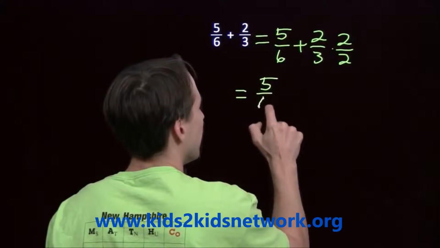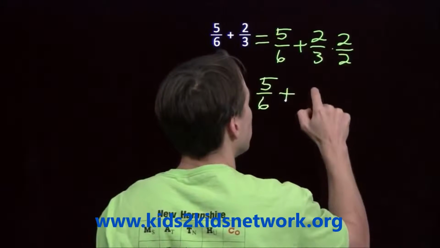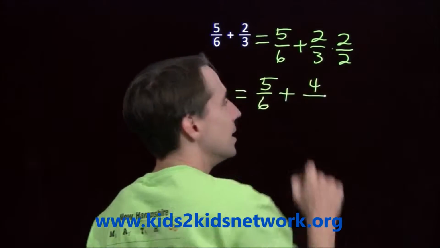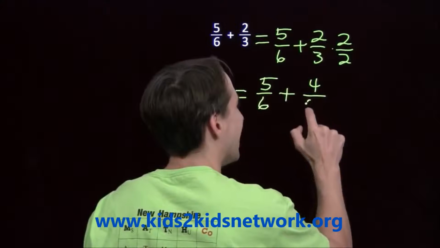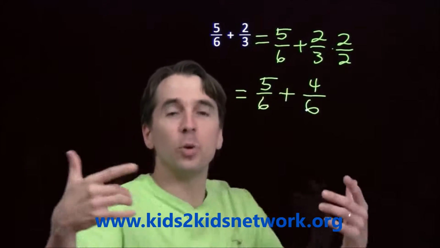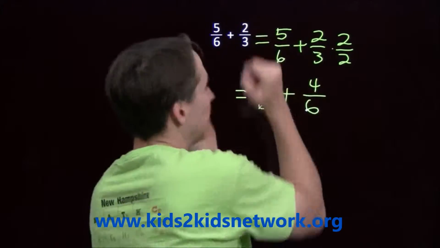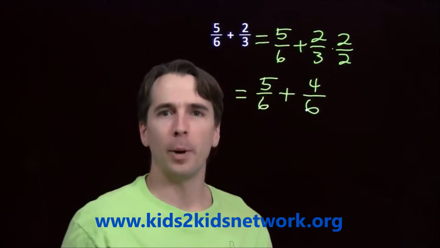I still have my 5/6. And when I multiply 2/3 by 2 over 2, well, my numerator's 2 times 2 is 4. Denominator's 3 times 2. As planned, that's 6. Yeah, I showed them. We turned this into a problem we know how to do. It's one of my favorite strategies of all time.